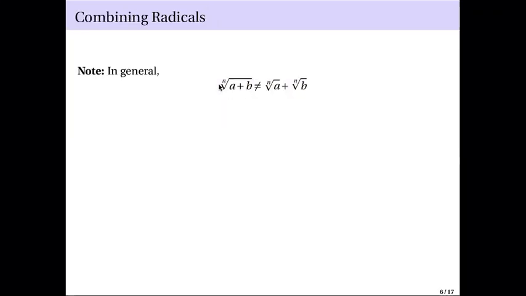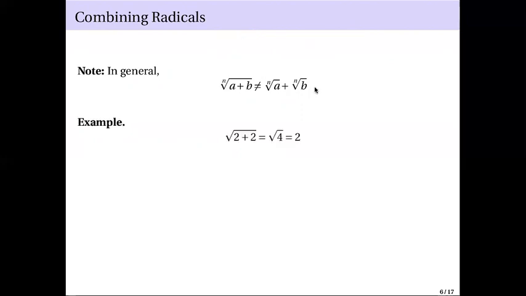Now, in general, the nth root of a plus b is not equal to the nth root of a plus the nth root of b. Remember, when we discussed powers, a plus b to the n is not a to the n plus b to the n. So it's the same thing for the radical. The nth root of the sum a plus b is not the same as the nth root of a plus the nth root of b.